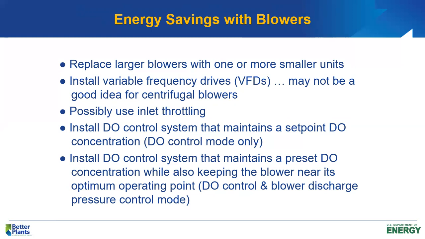A better way to do it for a diffused air system is to provide a DO control system that tries to maintain a reasonable DO concentration in the reactor, while at the same time trying to operate the blower near its best operating efficiency point. And so for a diffused air system, that would be our preferred DO control system, maintaining DO at a good level and also keeping the blower operating near its best efficiency point.